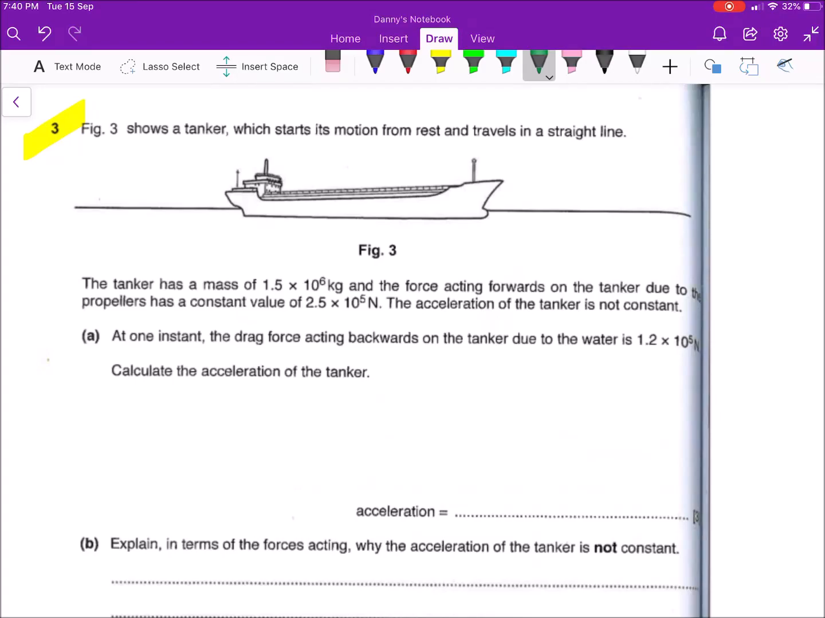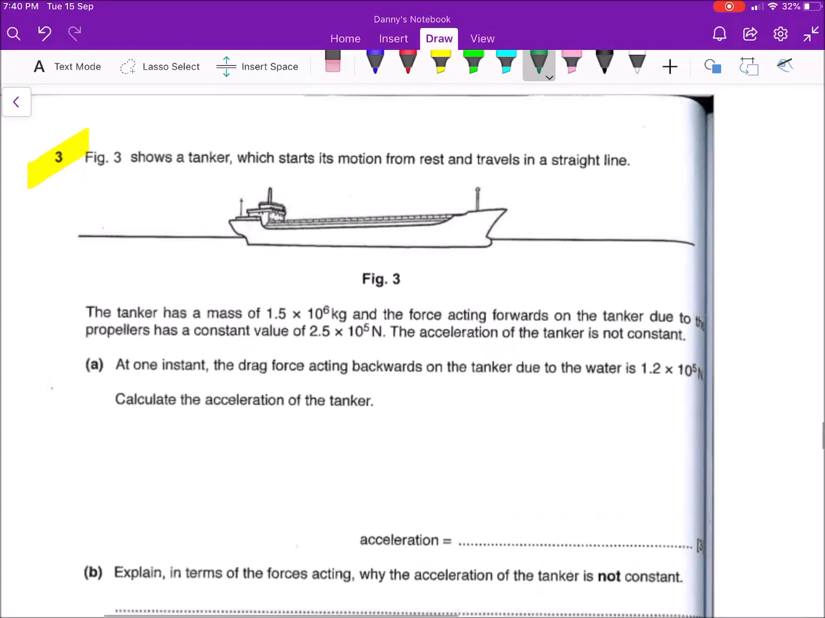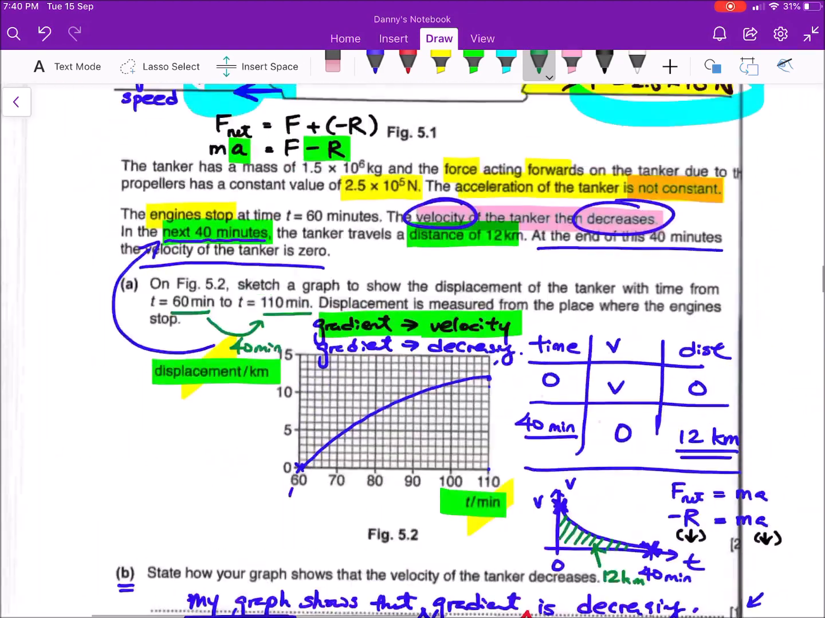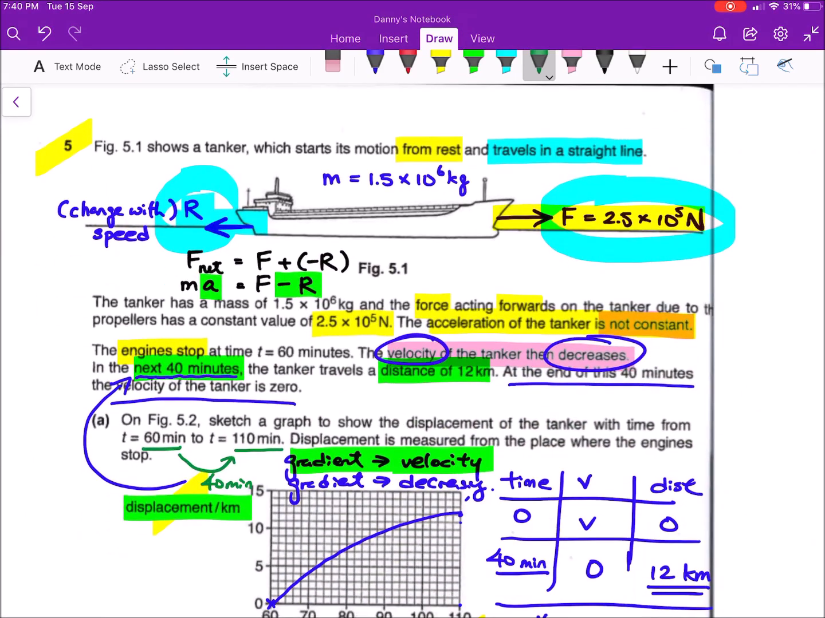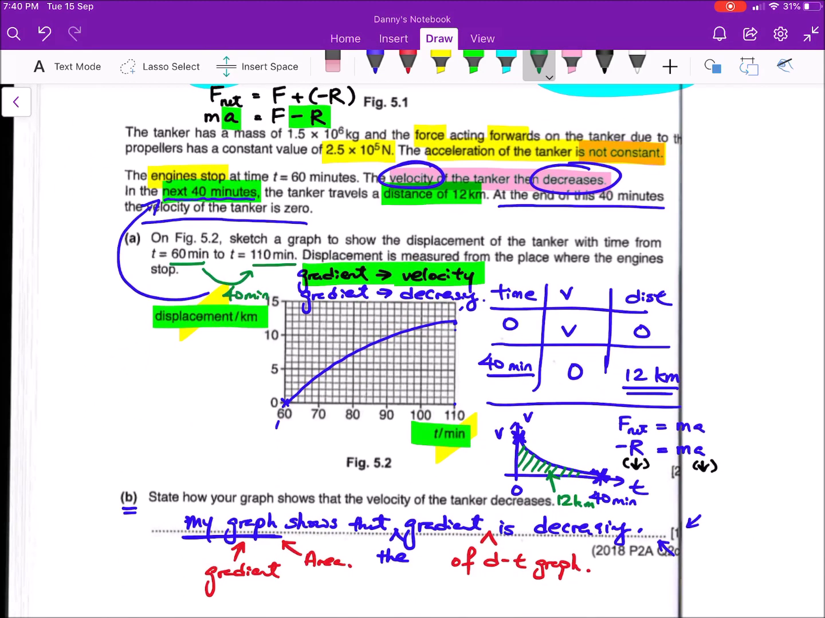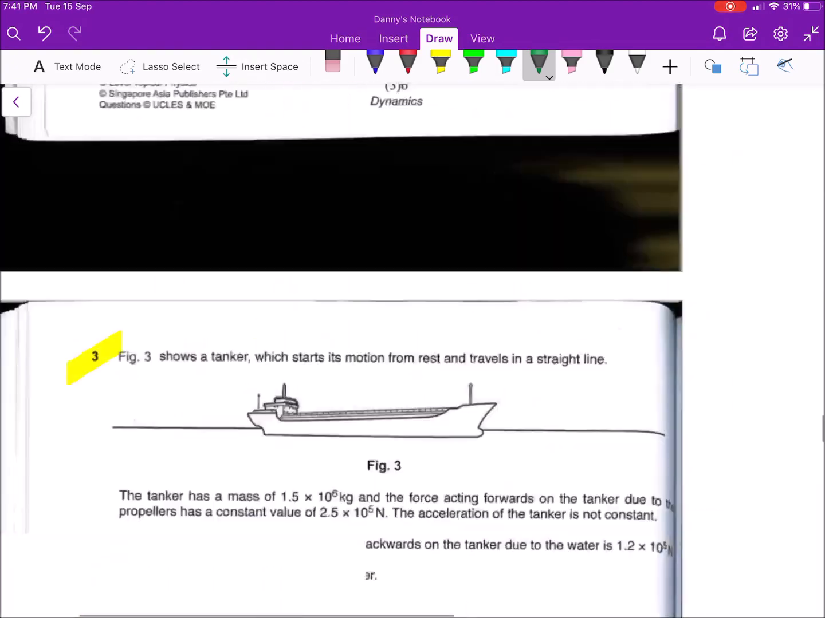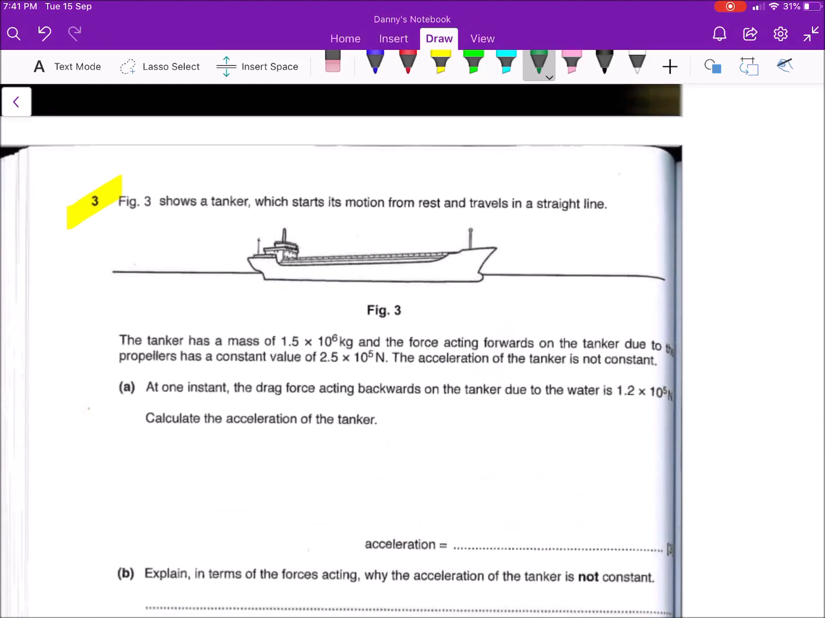So we are now back to the tanker question, which we have seen in the earlier pages. If you can recall, it comes out here. But for this part, it is focused on the kinematics. What happened is that now we are focusing on the forces part of this question.